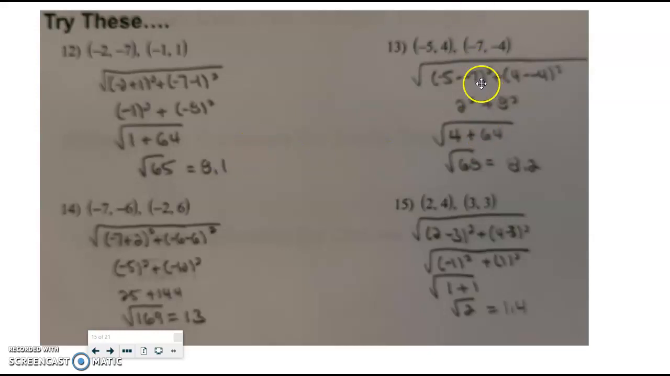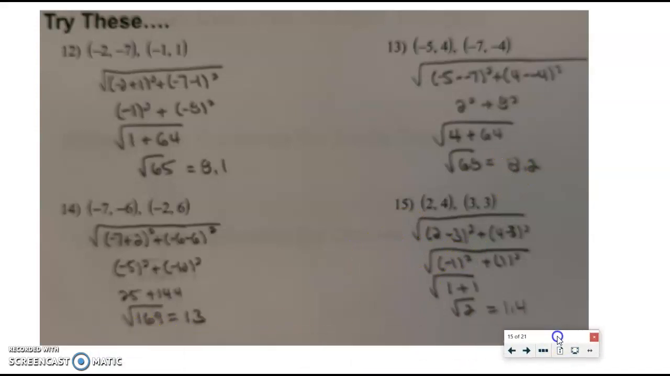For number 13, I took the difference of the x's. I got 2 squared, which is 4. 4 minus -4 is 8. So I have 64. 4 plus 64 is 68. So the square root of 68 is 8.2.